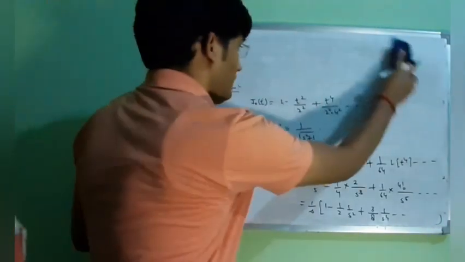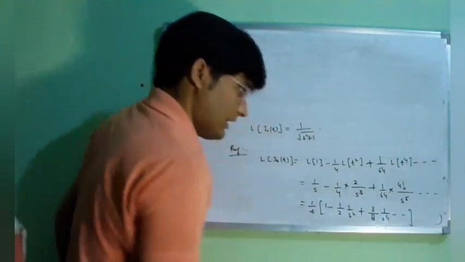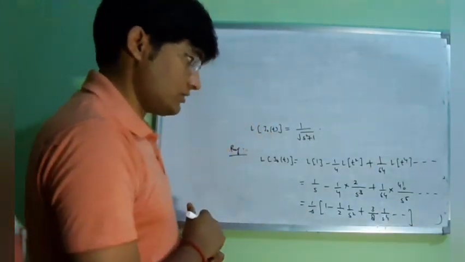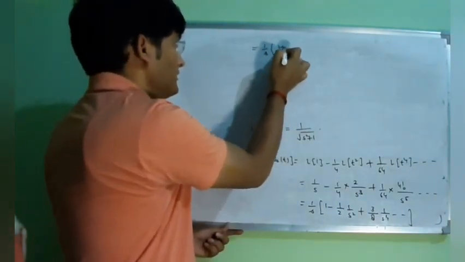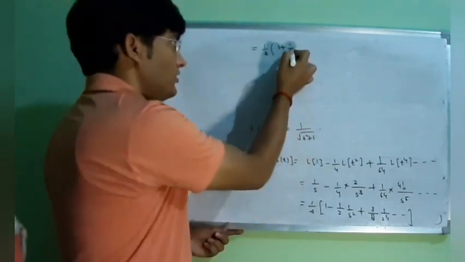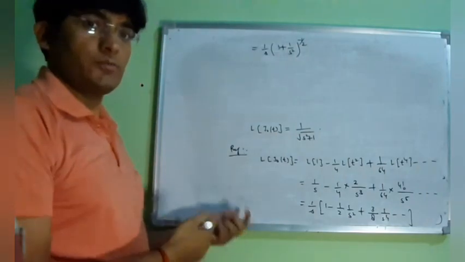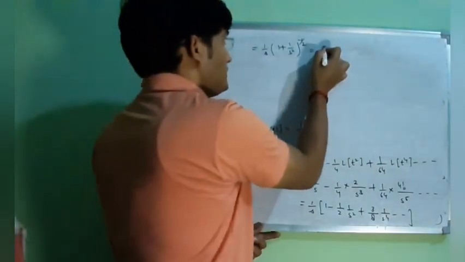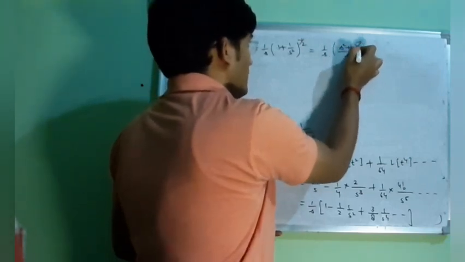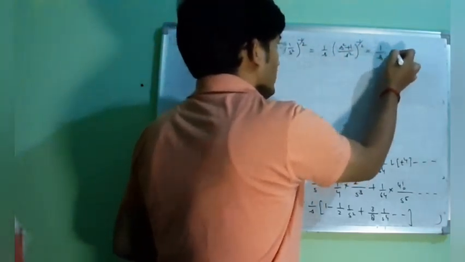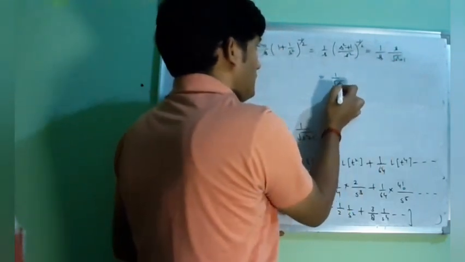So again, proceeding in a similar way as we have done in the previous example, this will be your Laplace, the formula of (1 plus 1 upon s square) to the power minus half because of the binomial expansion. So this is equal to ((s square plus 1) upon s square) to the power minus half, and that will be your s upon under root s square plus 1, and so this is your 1 upon s square plus 1.